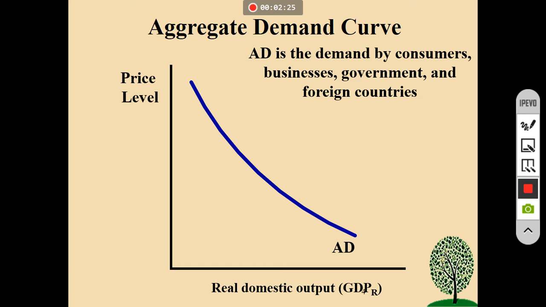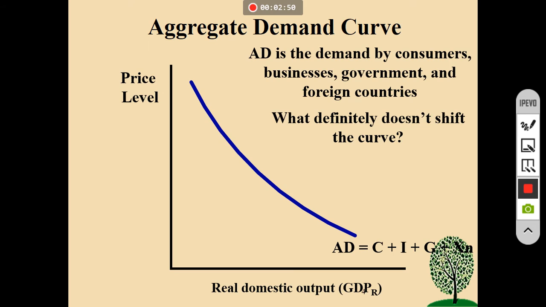So AD is demand by consumers, businesses, government, and foreign countries, right? It's not just consumer demand, it's everything, right? And if you notice the trend up here, you're going to see that aggregate demand is just the line of GDP. This is the expenditures approach: consumer spending plus investment spending plus government spending plus net exports. That's what aggregate demand is made up of.